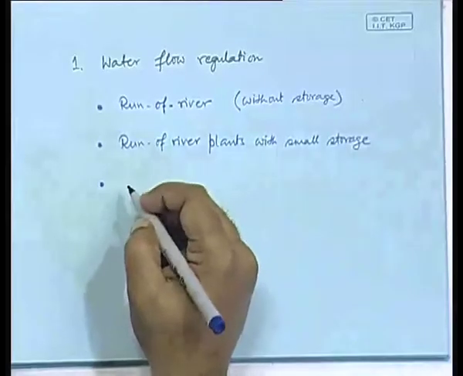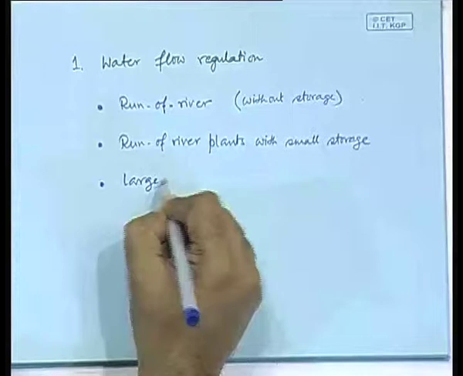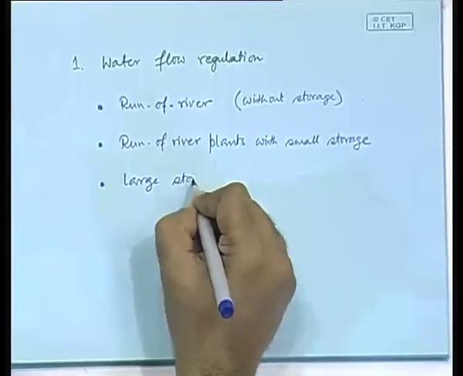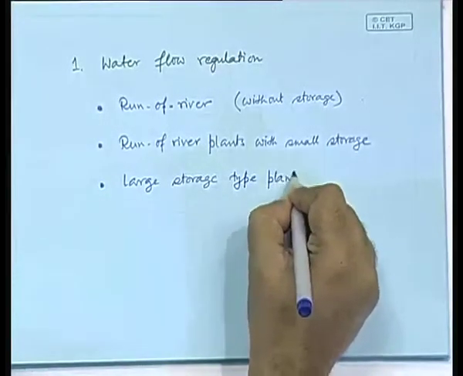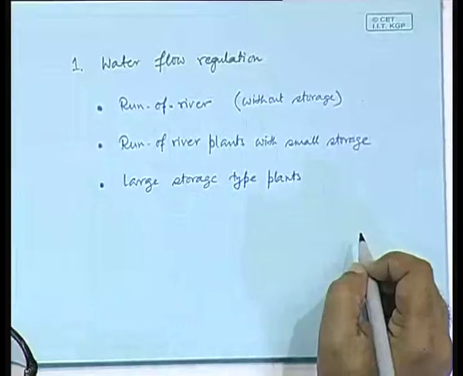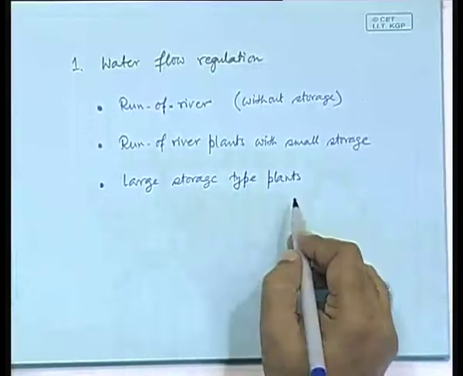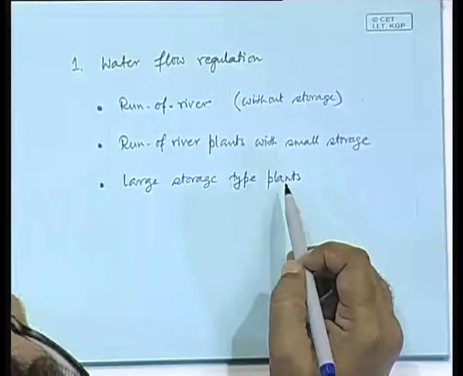And the third type is the large storage type plants. For example, the ones that are in Maithan, Panchet, these are of this type, right, within West Bengal. Bhakra Nangal, the one that is now being a center of controversy, Sardar Sarovar, basically the ones on Narmada. These things are the large storage type power plants.